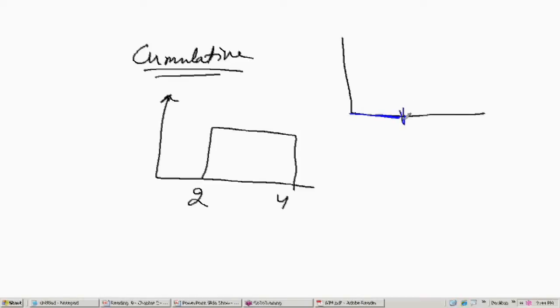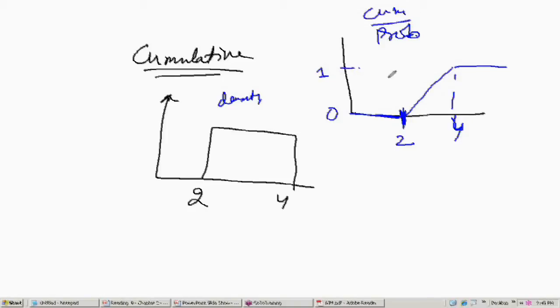This is a density function, right? And what we have is the cumulative probability. Till 2 the probability was how much? 0. And it is rising linearly till 4, and after 4 the probability will become 1. So this is a cumulative probability function wherein from 0 to 2 the probability is 0, and above 4 the probability is 1.